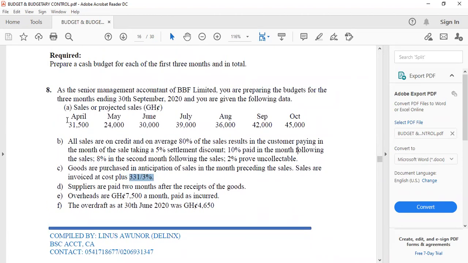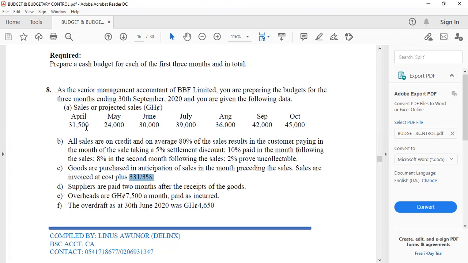So if you count to April, 75% of April is the purchases, 75% of May is purchases, June is 75% purchases like that. They are all purchases. How are we paying the suppliers? Suppliers are paid 2 months after the receipt of goods, and we receive the goods 1 month before the sale, isn't it?